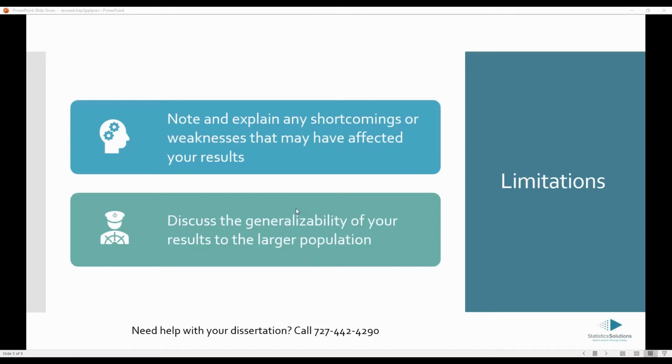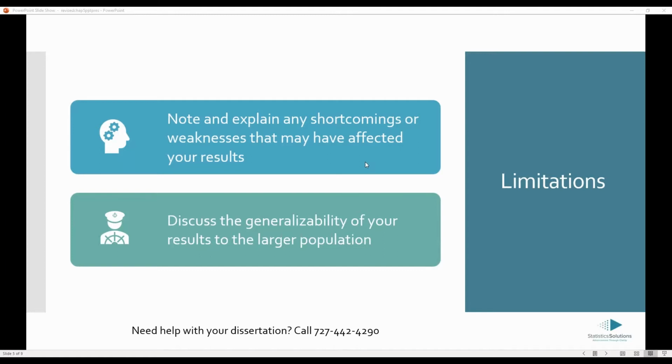Okay, limitations. This is basically where you talk about any weaknesses or shortcomings that may have affected the results of your study. You also want to talk about the generalizability of your results to other populations. So for limitations, typical limitations for, say, a quantitative study would be low sample size. That diminishes your statistical certainty. So low sample sizes for quantitative studies are a limitation.